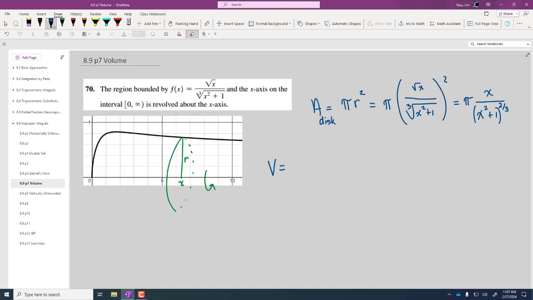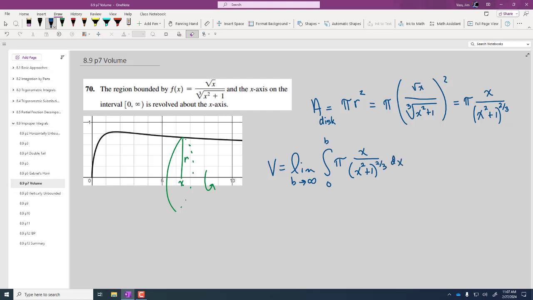Volume is the integral of area. And so we're going to take the limit, and they tell us here we're starting at 0. So we're going to take the limit from 0 to b as b goes to infinity. That'll be our setup. And we integrate area to get volume. So we're integrating that function. So my first question to you is, what is the nature of this integral, or this integrand?